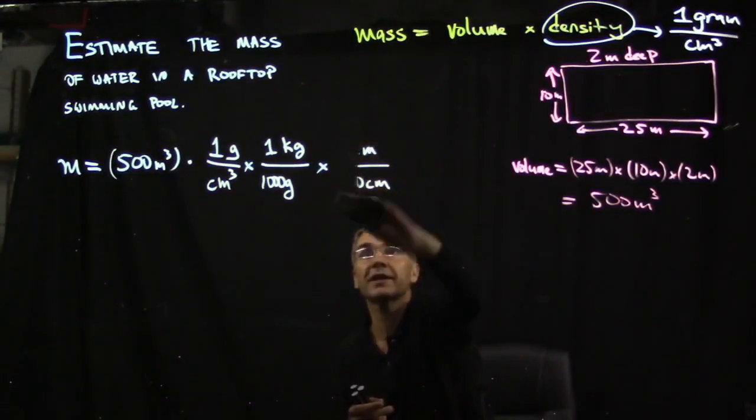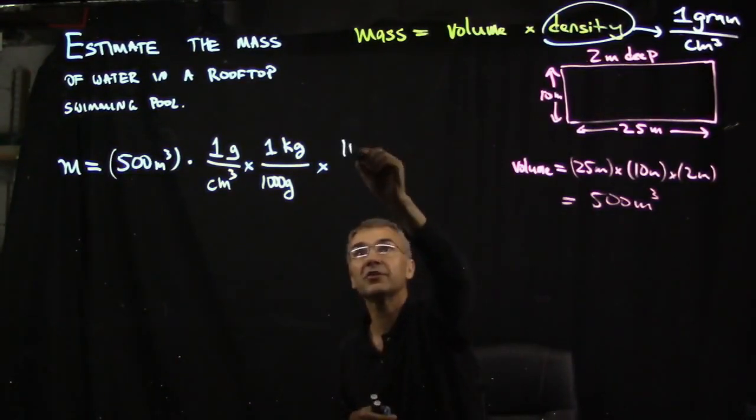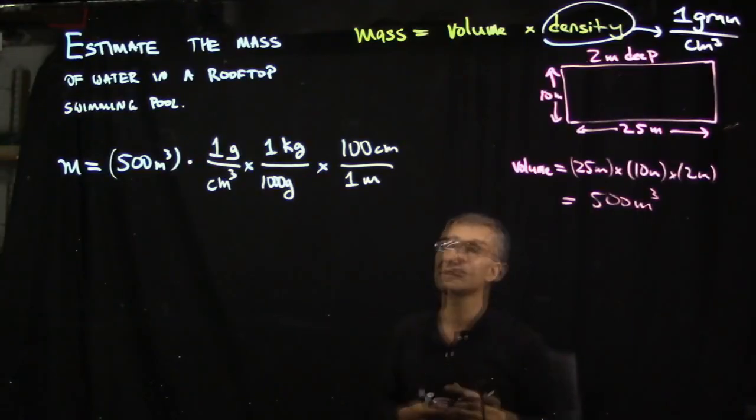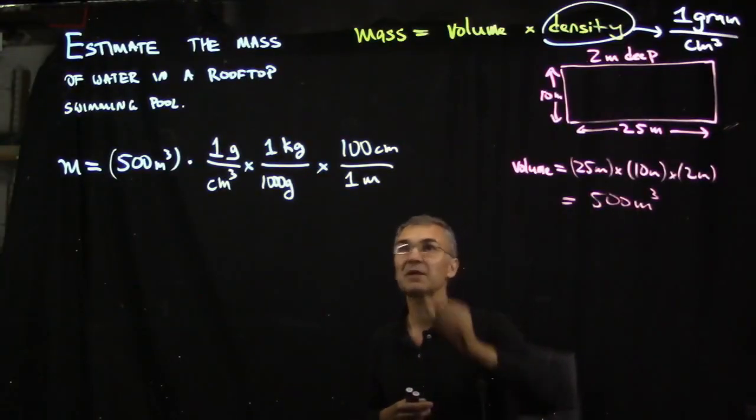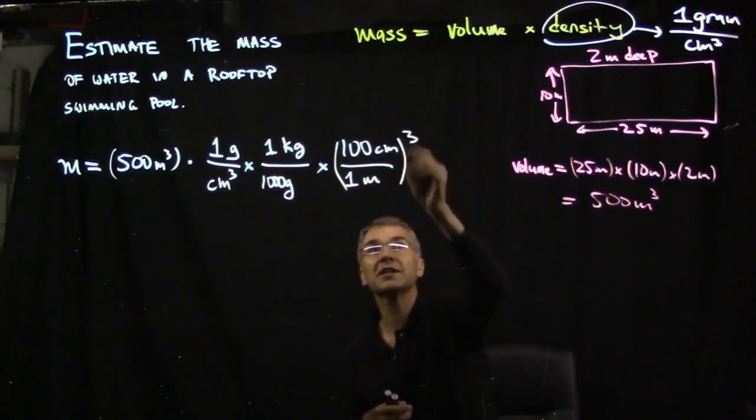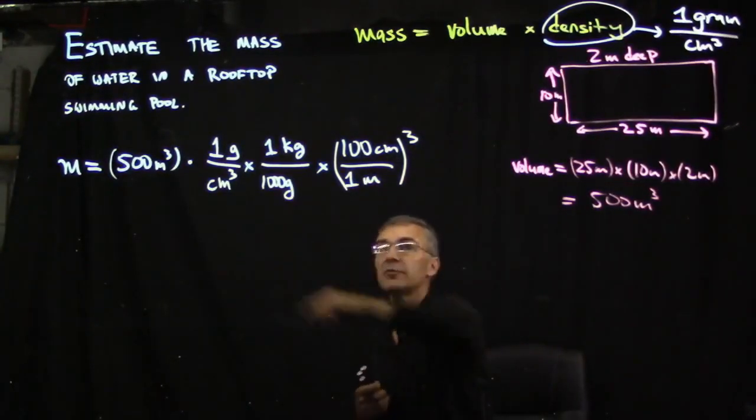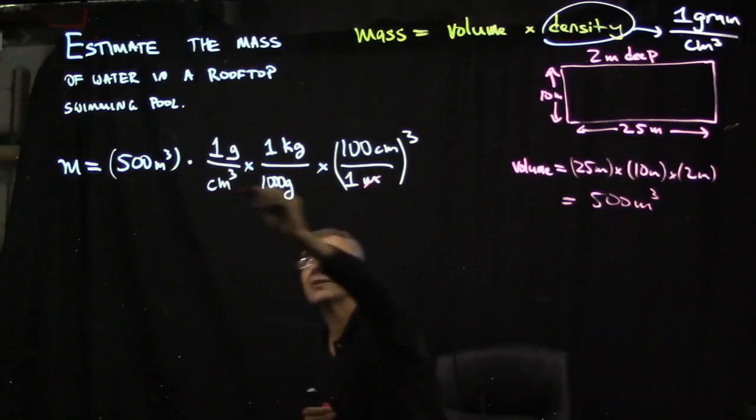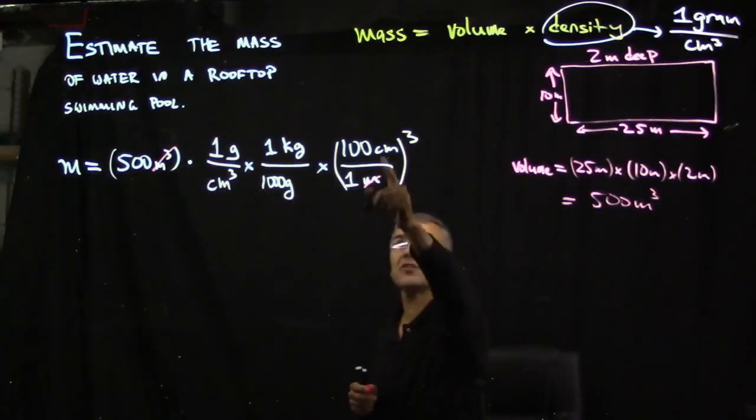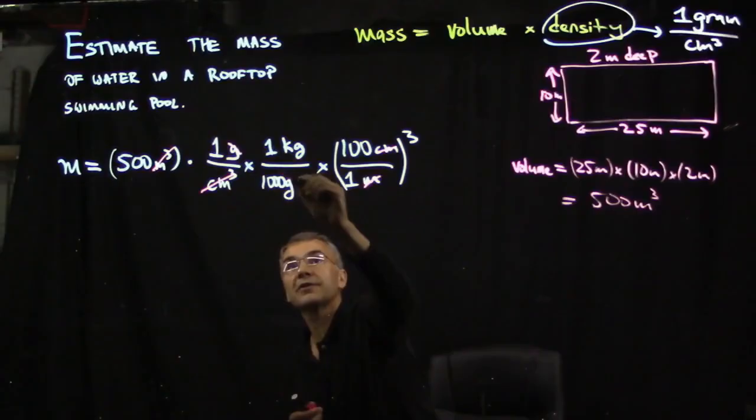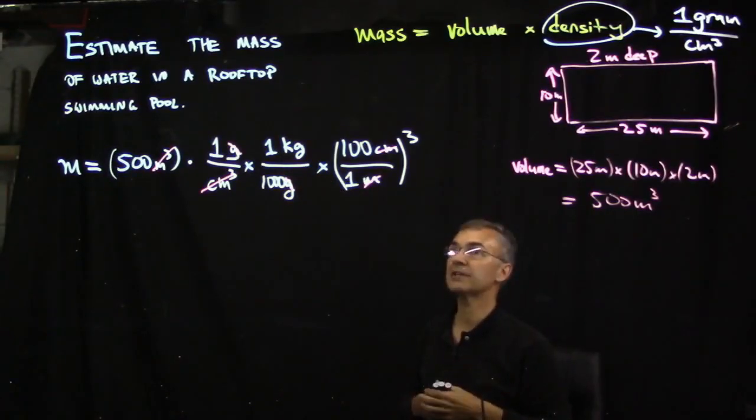I have to do it the other way, where I say I have 100 centimeters divided by 1 meter. That's a name for 1, so I can multiply by 1. 1 is the multiplicative identity. But I want to do this not once, I want to do this 3 times, so that now I get rid of the cubic meters upstairs and I get rid of the cubic centimeters downstairs. So this meter cube cancels with this meter cube, and this centimeter cube cancels with this centimeter cube. Then this gram cancels with this gram, and this is good. I have an answer in kilograms.